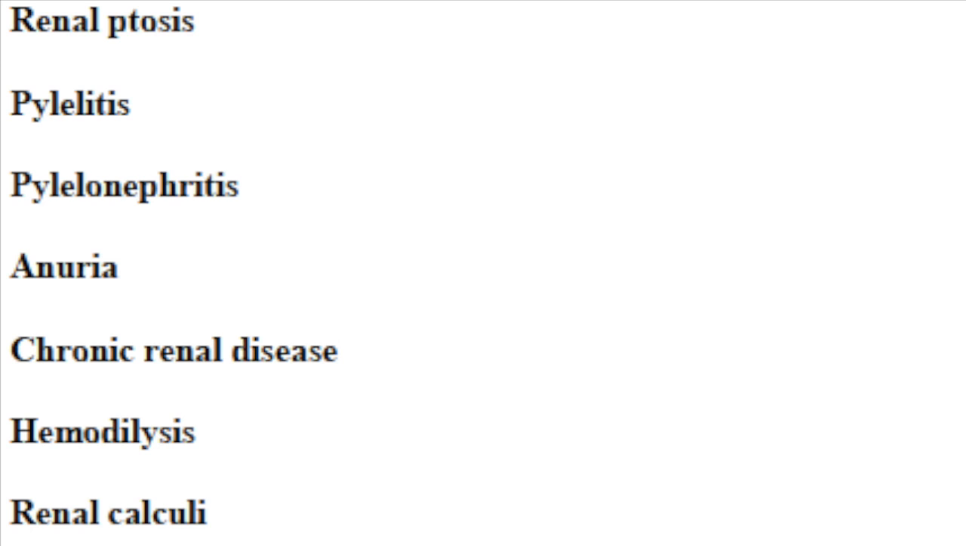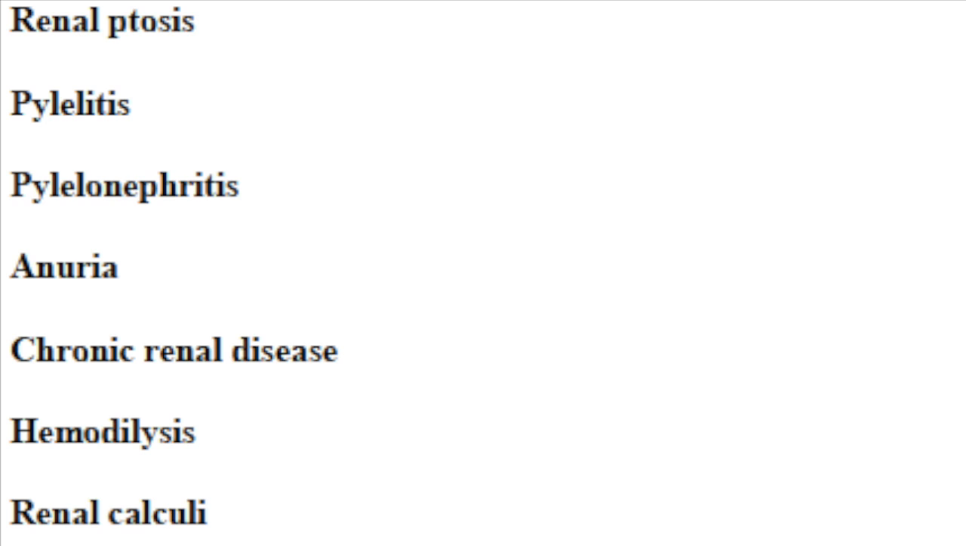Anuria is an abnormally low urinary output. It's usually less than 50 milliliters per day. It indicates that glomerular blood pressure is too low to cause filtration. Renal failure and anuria can also result from situations in which the nephrons stop functioning. Chronic renal disease is defined as a glomerular filtration rate of less than 60 milliliters per minute for at least 3 months. It often develops slowly over many years.